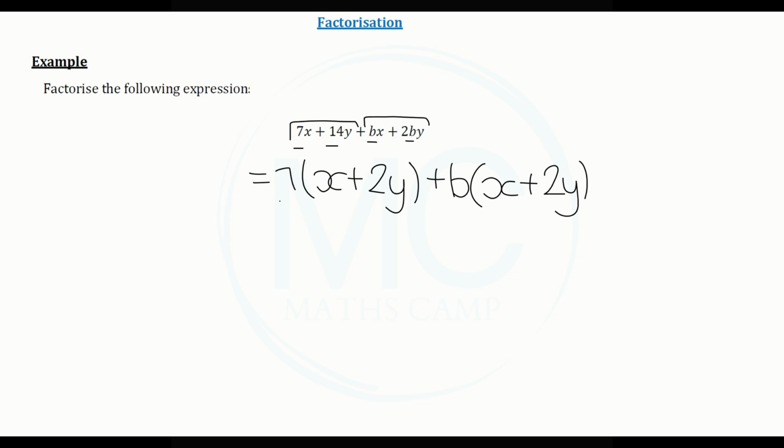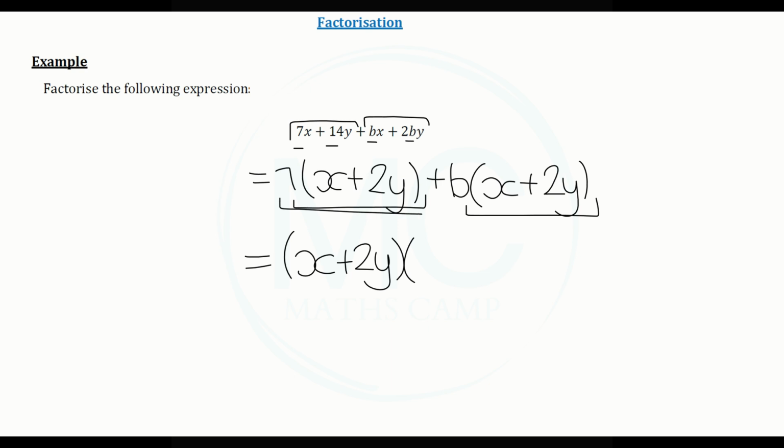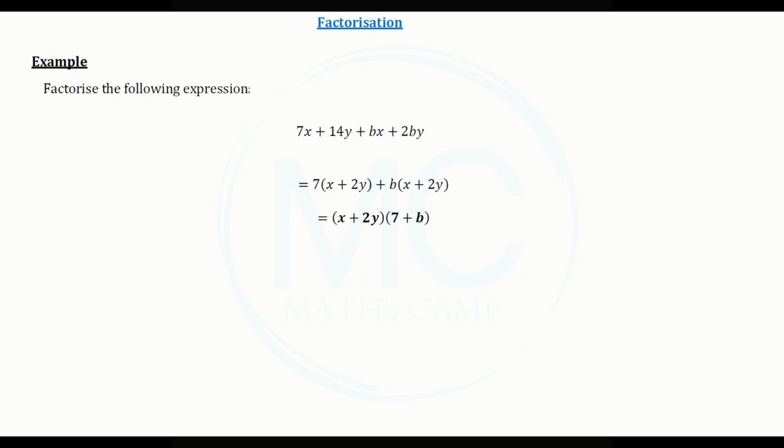Now we have a bracket that contains x plus 2y over here and x plus 2y over here. So we can take this out as a common factor. So we can open our bracket and we say x plus 2y. From this term, we're left with 7. So we can put 7 over here. And the second term, we're left with positive b. And we have now factorized this expression. Let's look at another one.